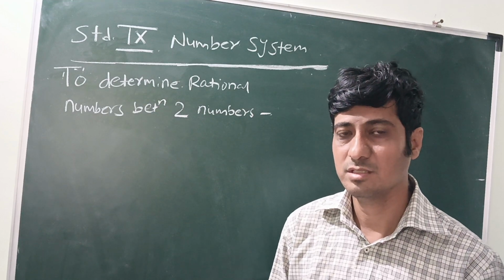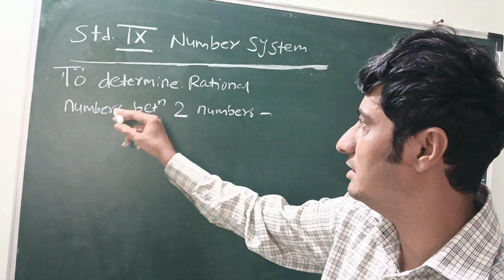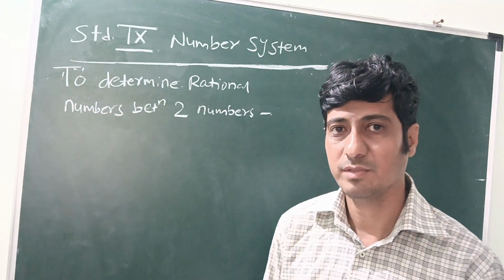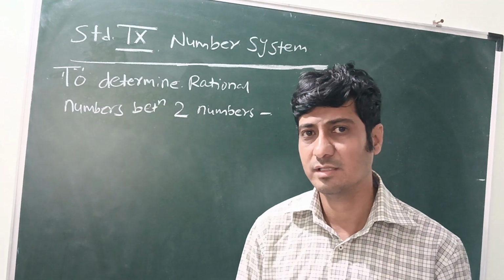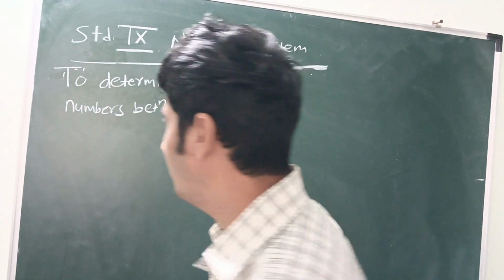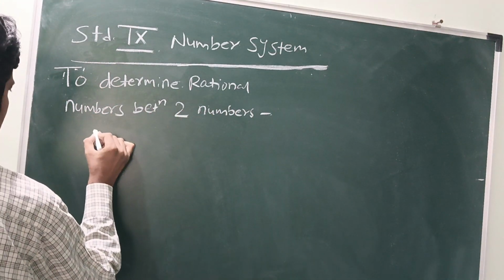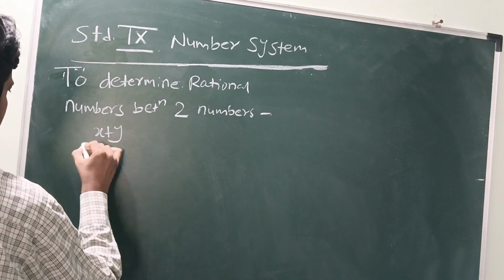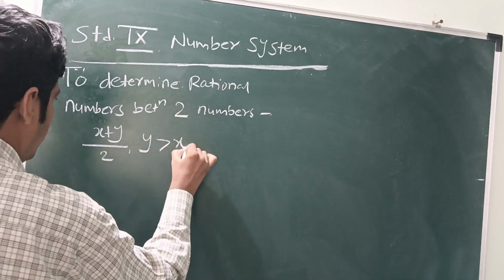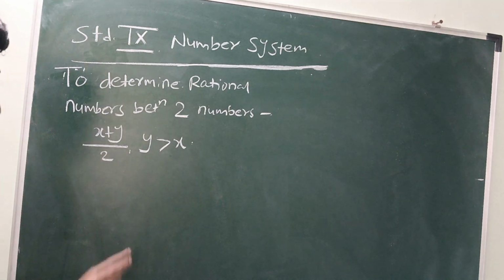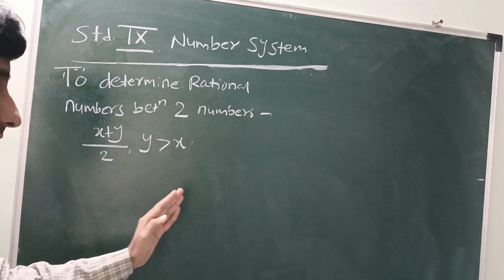In number system, we are going to teach topic by topic. The first topic is to determine rational numbers between two numbers. अगर दो नंबर दिए हुए रहते हैं तो rational numbers कैसे फाइंड करते हैं, तो let's see that. The formula for finding a rational number between two numbers is (x plus y) upon 2, where y is greater than x. (X plus y) upon 2 where y is greater than x.